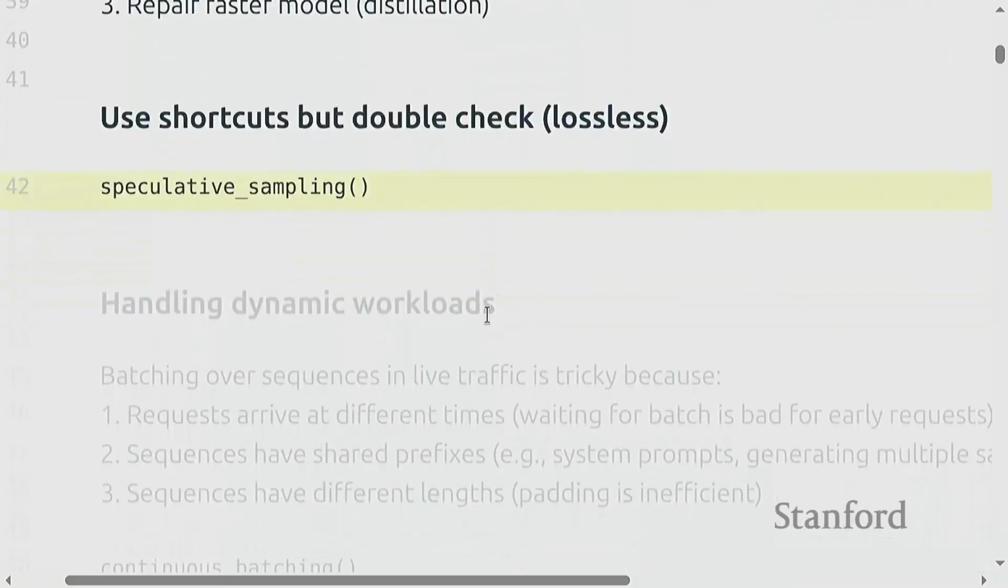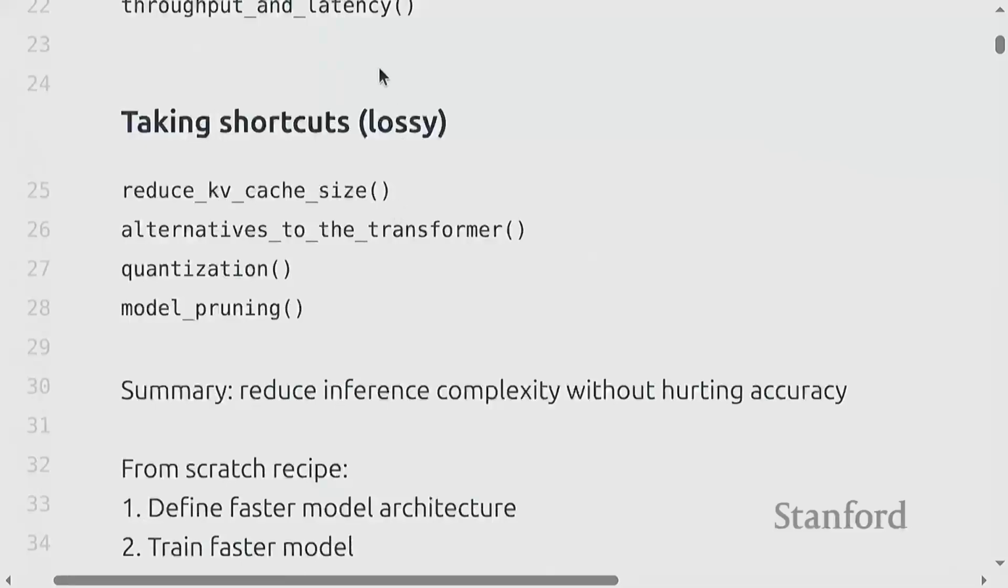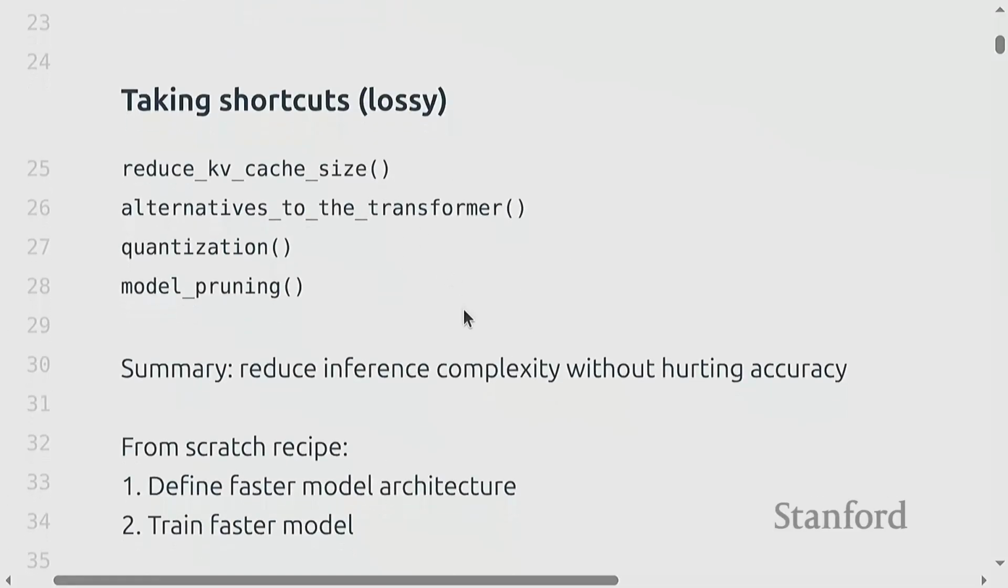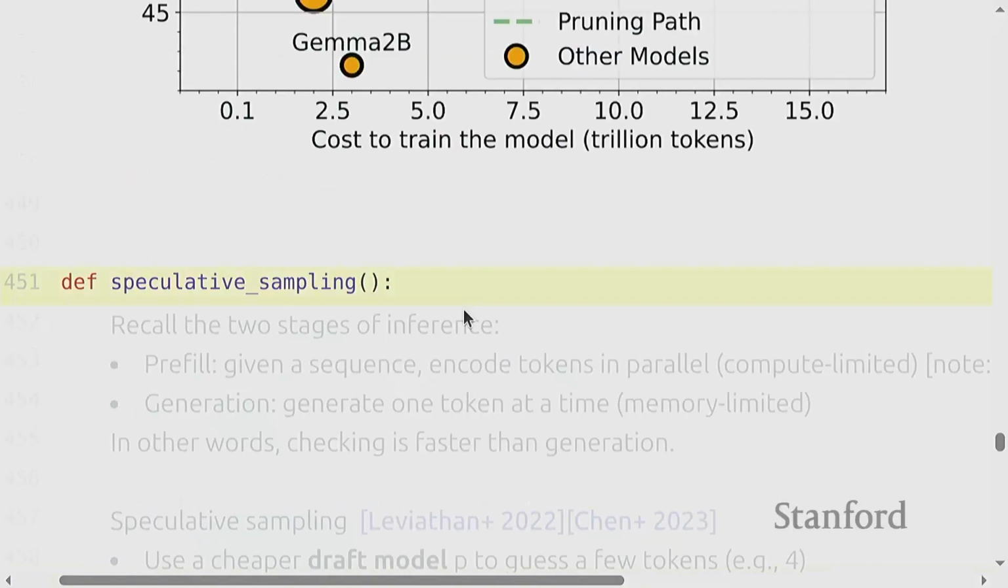Okay, so now all of these are a little bit unsatisfying because they're lossy. So you get massive speedups, but you always wonder, well, maybe this model isn't actually as good as the original. So speculative decoding or speculative sampling allows you to basically have your cake and eat it too.